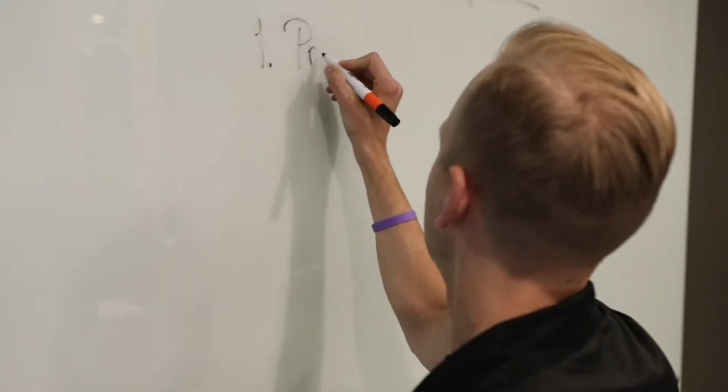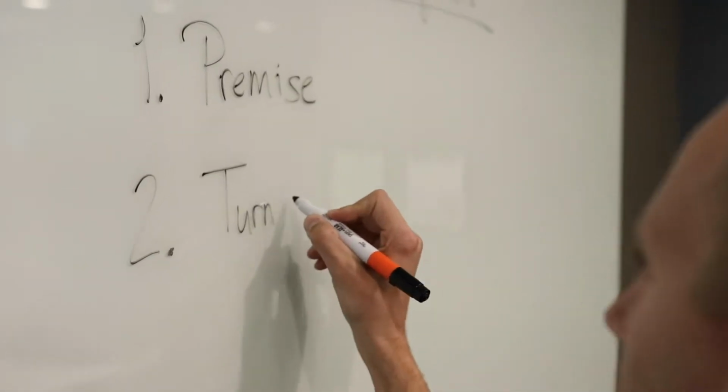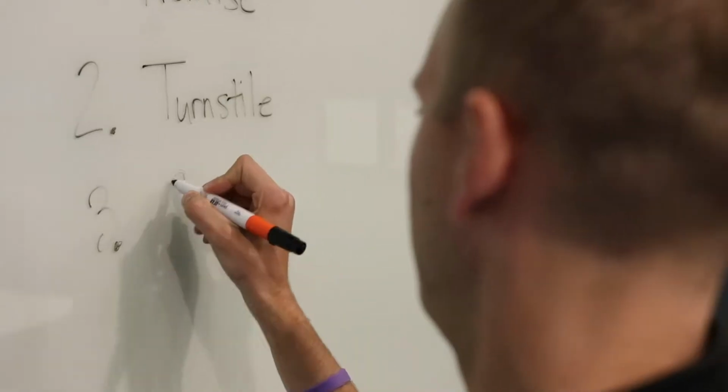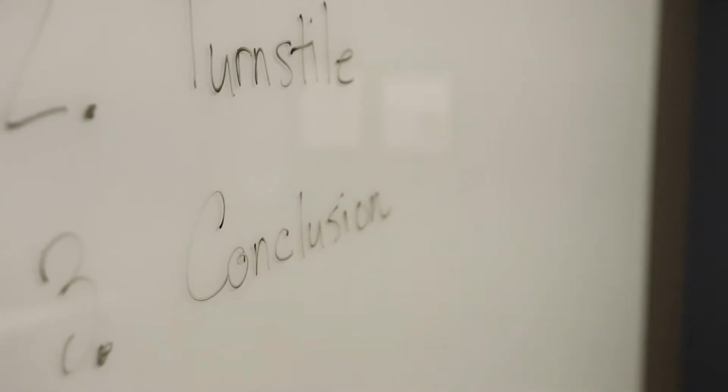So an argument, again, this is the philosophical definition, is composed of exactly three parts. The first part is what's known as the premise. The second part is called the turnstile. And the third portion is the conclusion. And that's it. There's just three parts that have ever composed any argument that has ever been made, that's currently being made, or any argument that will ever be made in the future.